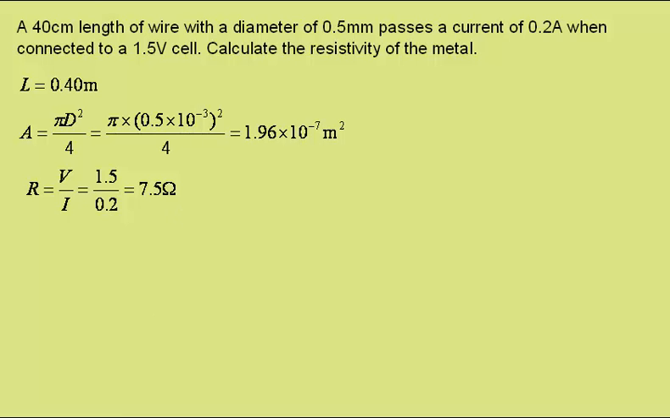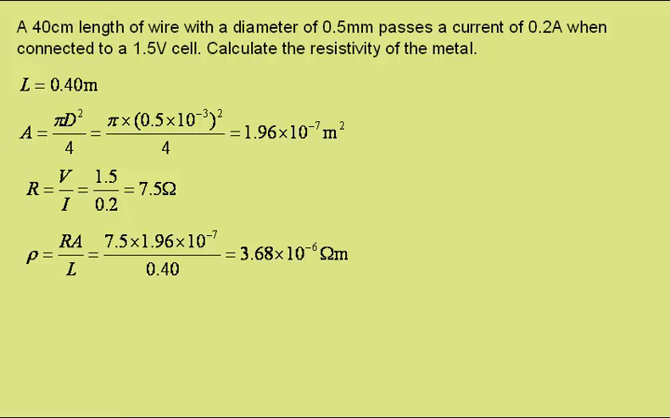Now we're asked to find resistivity, so we're ready to write our equation of resistivity is equal to resistance multiplied by area divided by length. And we found the resistance of 7.5 ohms, the area of 1.96 times 10 to the minus 7 square meters, and the length of 0.4 meters, giving a resistivity for this material of 3.68 times 10 to the minus 6 ohm meters.